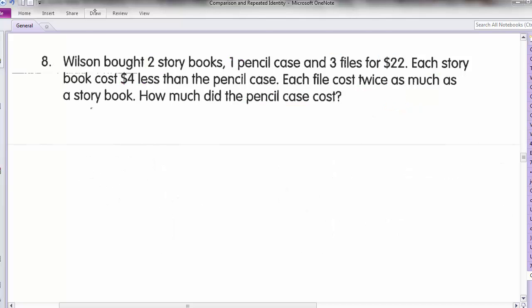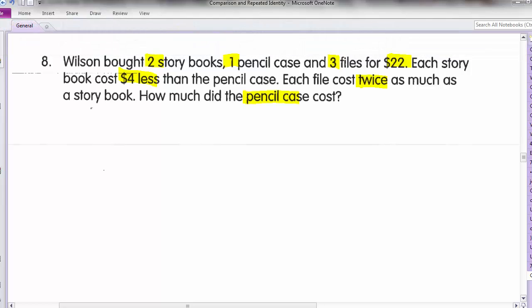Question 8. Wilson bought again 2 storybooks, 1 pencil case and 3 files for $22. Each storybook costs $4 less than the pencil case, and each file costs twice as much. What am I looking for? I'm looking for pencil case.